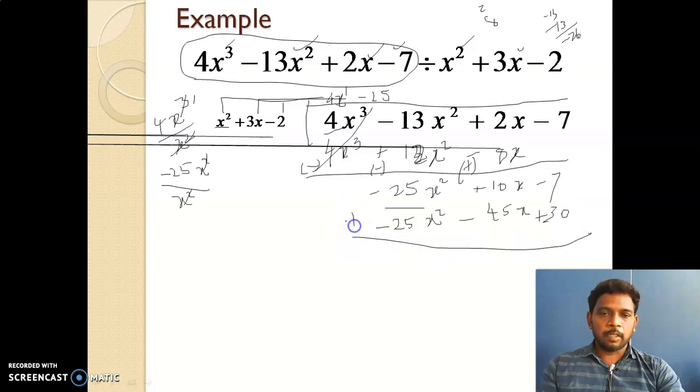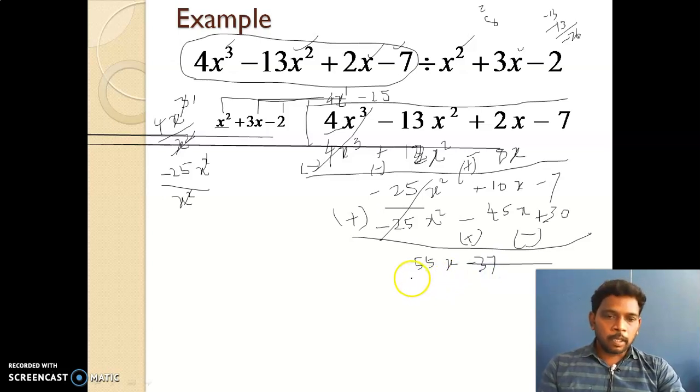Now change the sign. So here plus, and here also plus, and here minus. Okay, so they get cancelled each other. So here plus 10, here plus 45. So totally 55x, and here minus 7, minus 30. So minus 37. Okay, now look at the degree of the remainder.